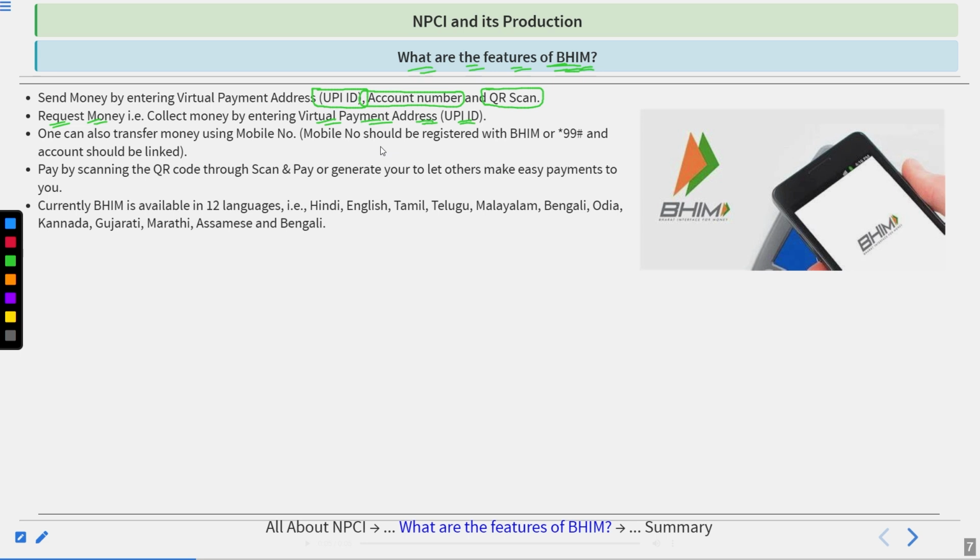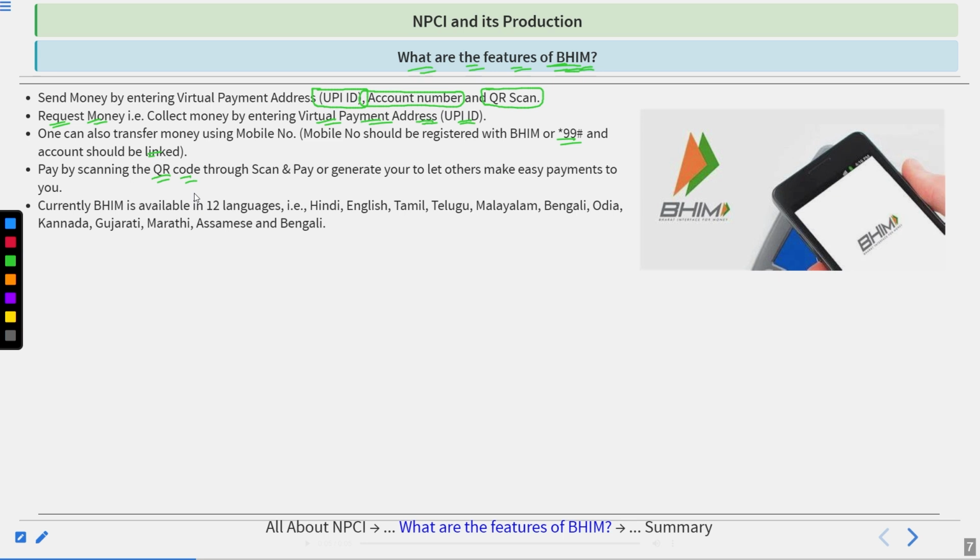One could also transfer money using the mobile number. Mobile number should be registered with Bheem or *99#. An account should be linked. Then only the money could be transferred. Pay by scanning the QR code through scan and pay, or generate your QR to let others make easy payments to you.